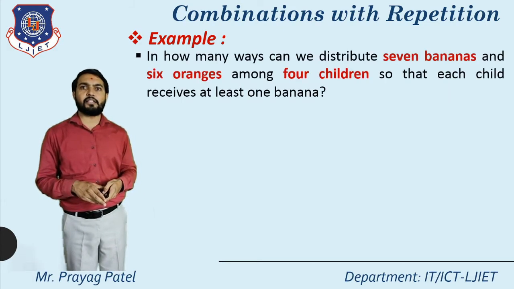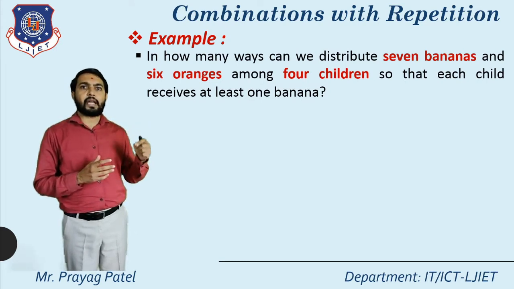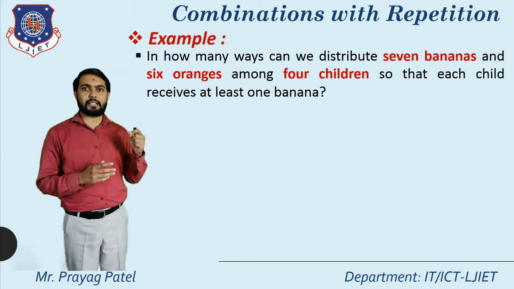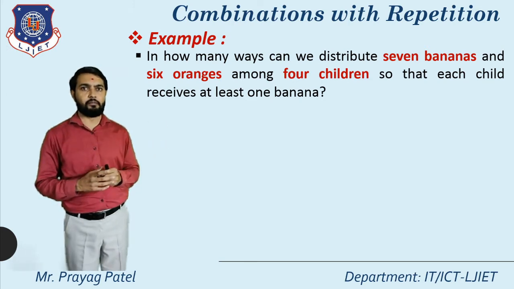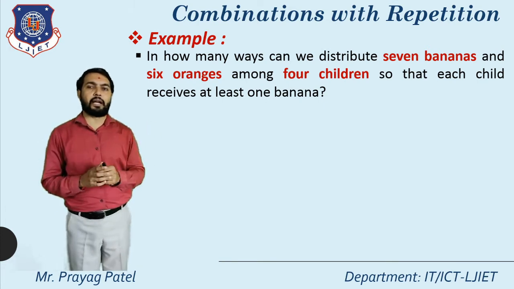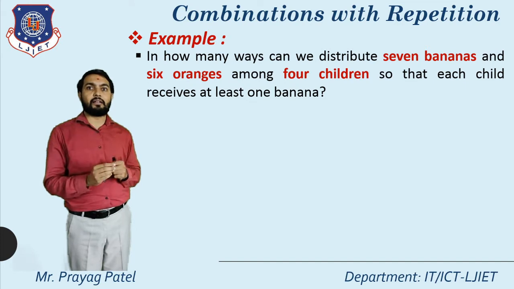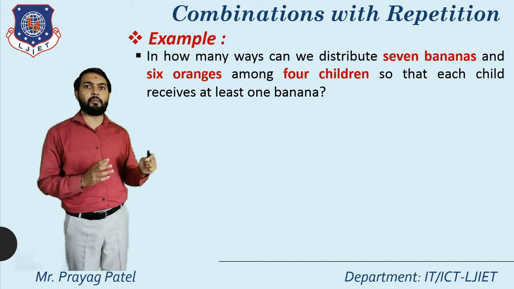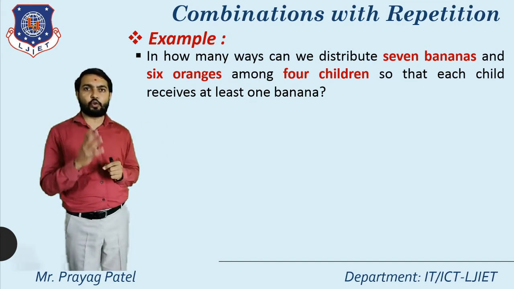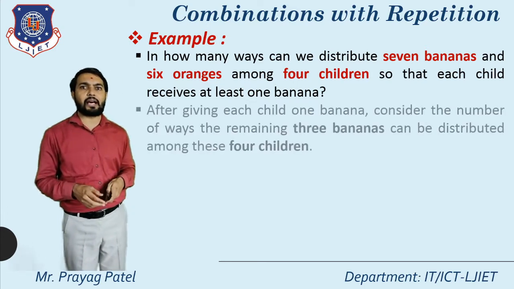Now after that, consider another problem. In how many ways can we distribute 7 bananas and 6 oranges among the 4 children, so that each child receives at least 1 banana? So our criteria is each child getting at least 1 banana, so a minimum of 1 banana is given to each child. Here total 4 children are available and total 7 bananas and 6 oranges are available.